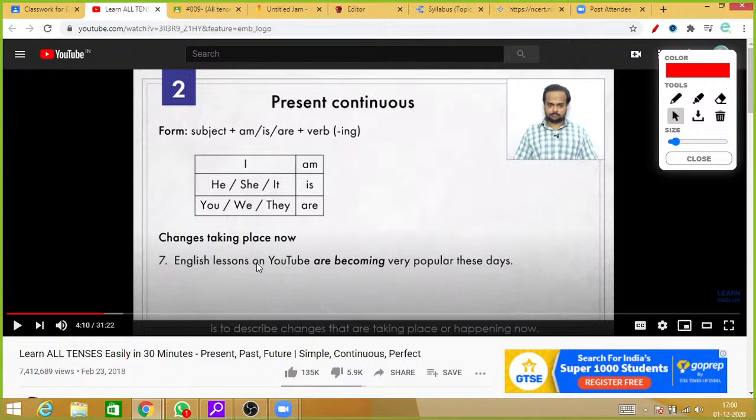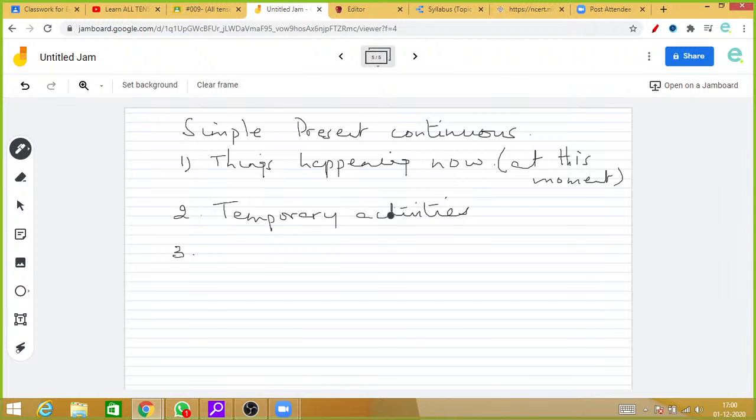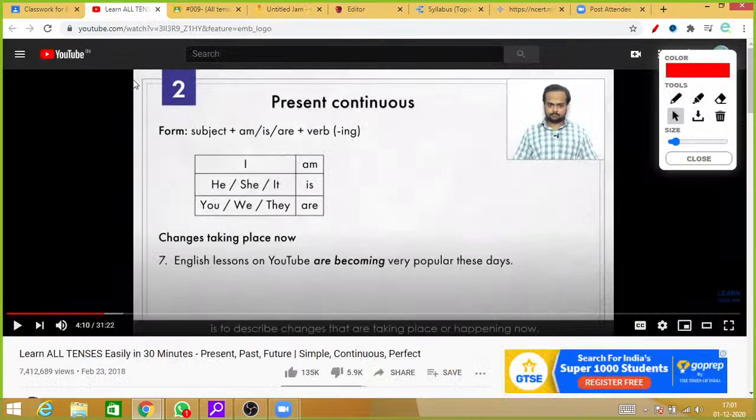So change is taking place now. Okay? This is the third. Whatever is changing now. Like for example, I am going to the shop now. It will change. Right now you are studying. Then it will become, I am going to the shop. So that activity has changed.